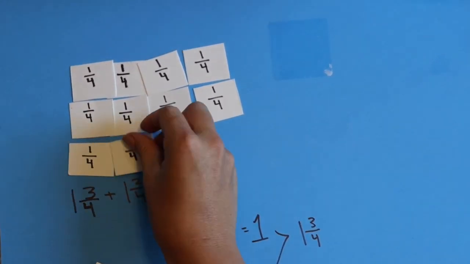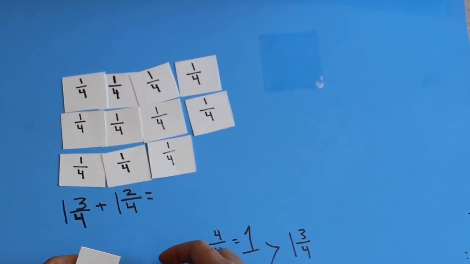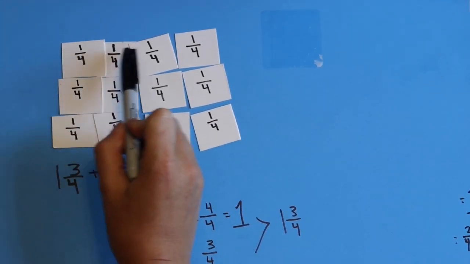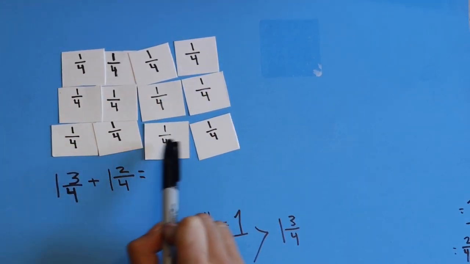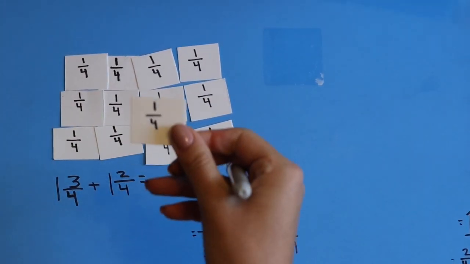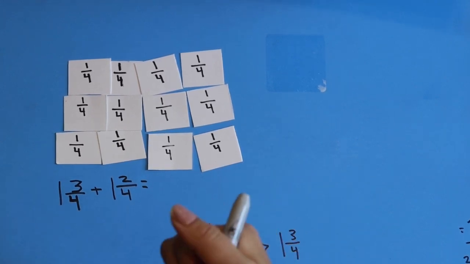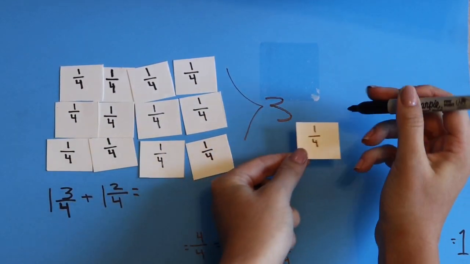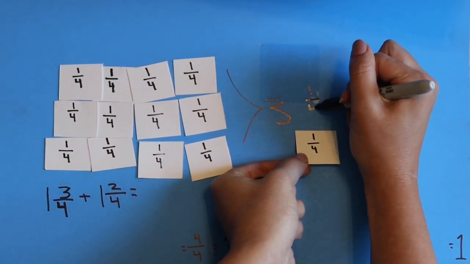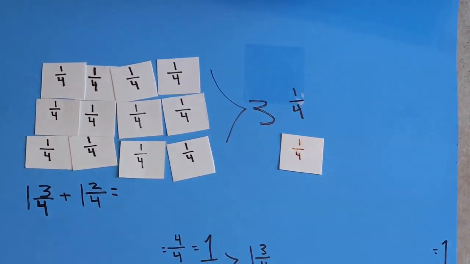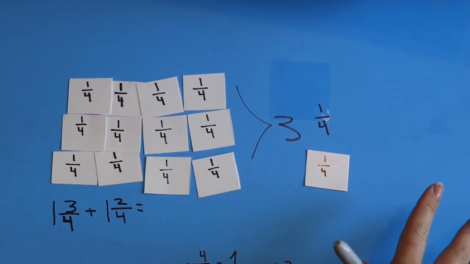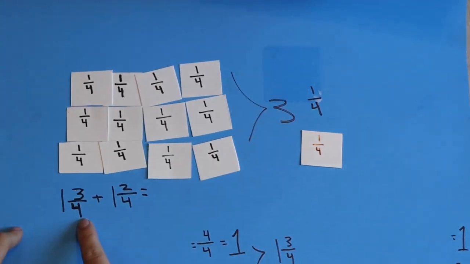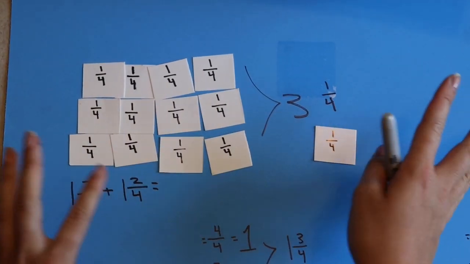So we're going to fill the line. 1, 2, 3, 4. Now if we're keeping track, this is 1 whole, this is 1 whole, this is 1 whole. And then all we have left is 1/4. So we have 3 wholes and 1/4. Okay? So this is a way to visualize it. Sometimes when we're thinking about our wholes, we forget that it is a fraction still. So just think about it.